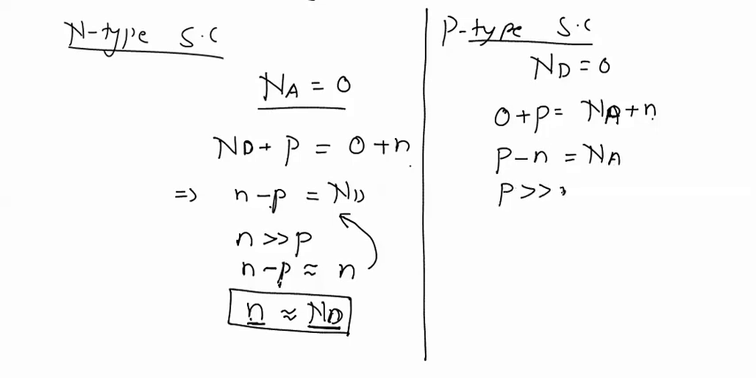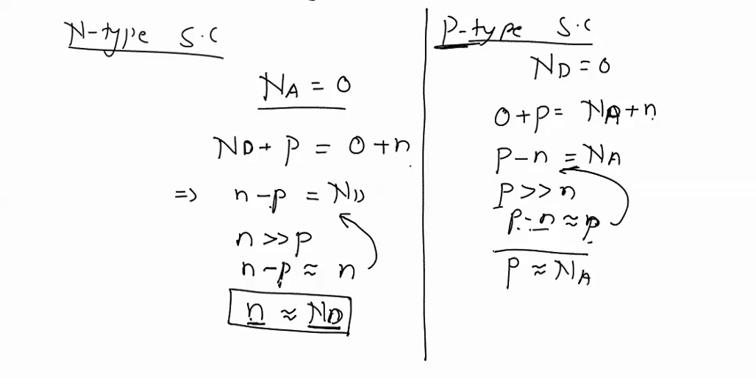P is very much greater than N for p-type semiconductor because holes are majority charge carriers in p-type semiconductor. So P minus N is nearly equal to P. There will be little difference between P minus N and P because P is very much greater than N. So here we can put this equation in this. So we get P is nearly equal to Na. So in p-type semiconductor, the hole concentration is nearly equal to acceptor impurity concentration.